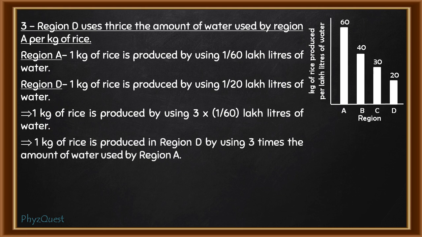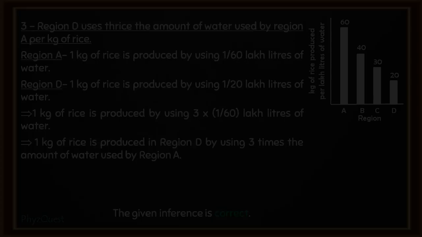1 kg of rice is produced in region D by using 3 times the amount of water used by region A. And if you look at the inference, it is saying the same thing. Region D uses thrice the amount of water used by region A per kg of rice. That means this given inference is correct. Now let's move ahead with the last inference.